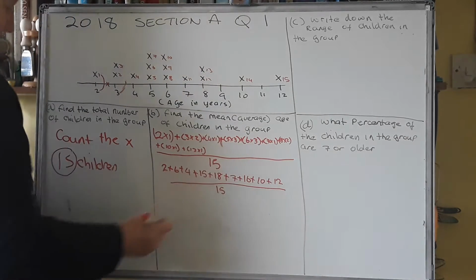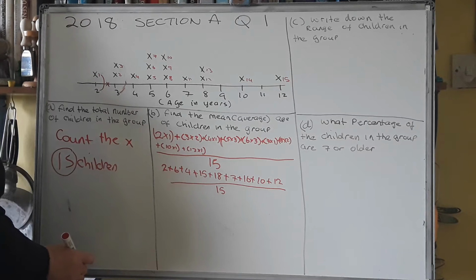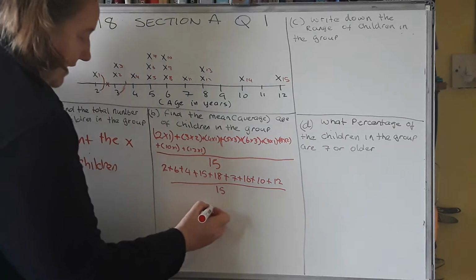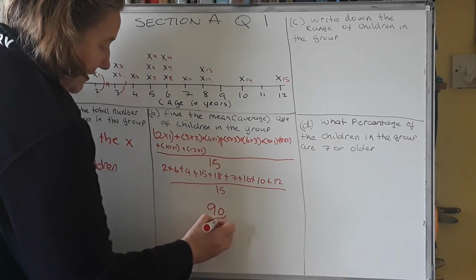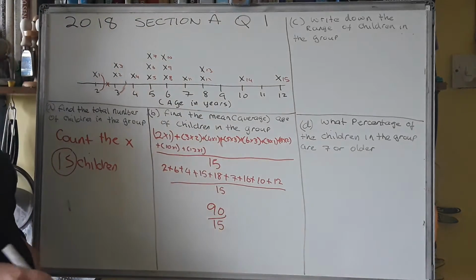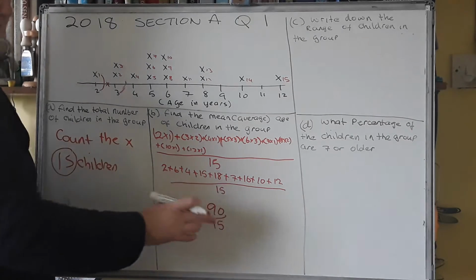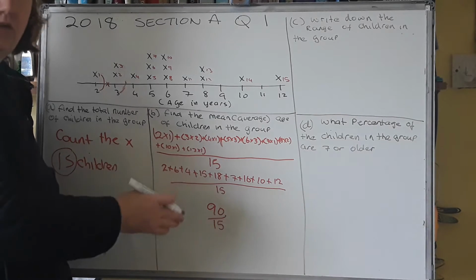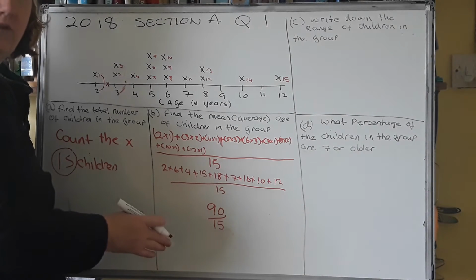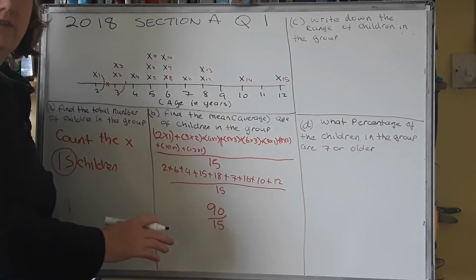So now we're going to add those together. When you add all of those up, you get 90, and that's still over 15. Now you're down to a simple fraction, 90 over 15. Fractions, just as you know, are proof that God exists because these are the work of evil. These are the work of the devil. We hate fractions. So we're going to get rid of the fraction.